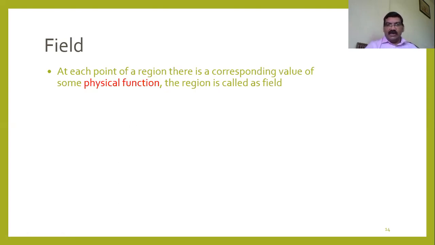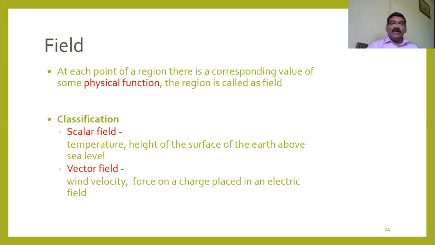Outside there may be a different temperature. So inside the room it is 24 degrees centigrade, and outside it may be 30 degrees centigrade. So this boundary is created by this room for the 24 degrees. This is one example.